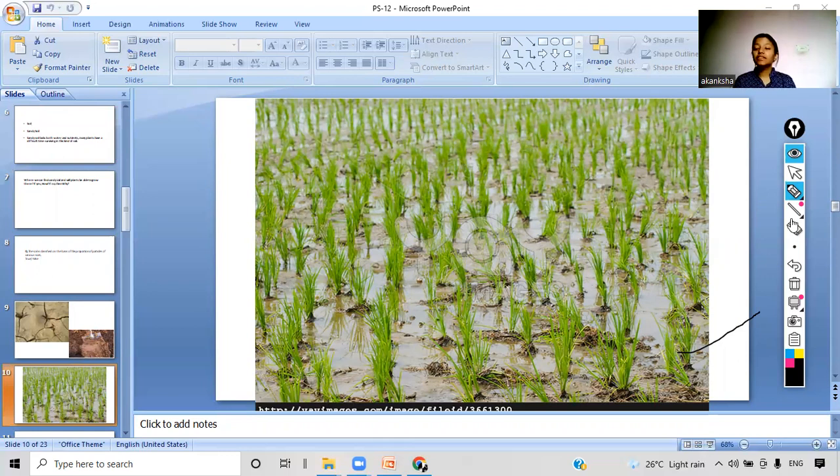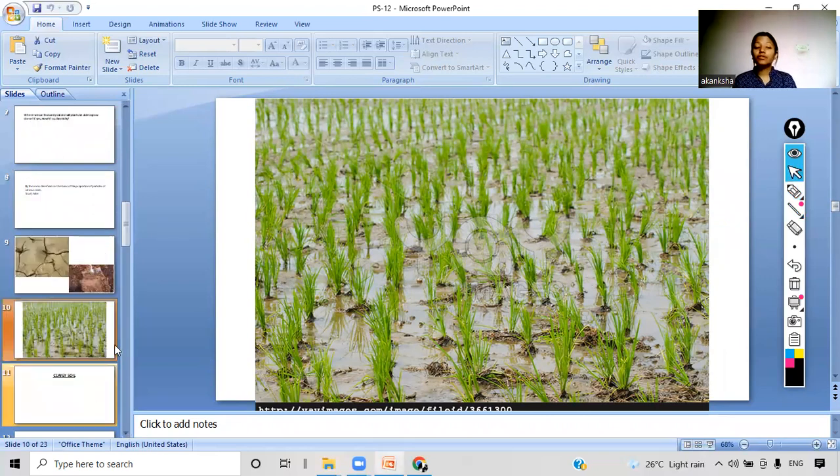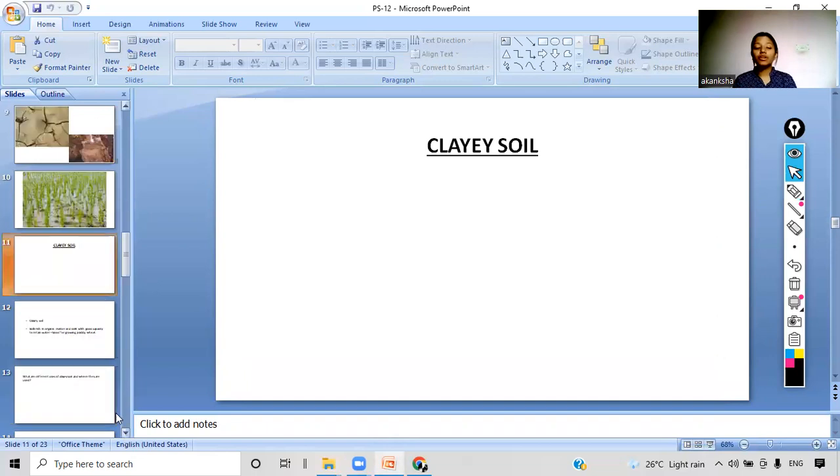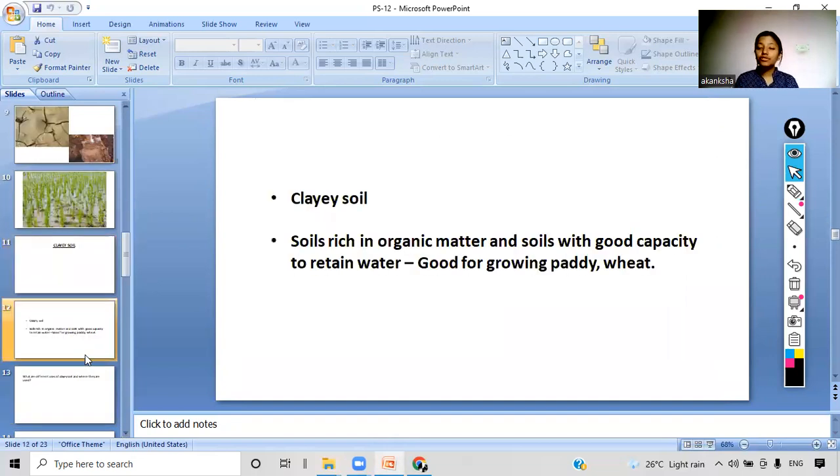So let's see what we are going to study now. We are going to study about the clay soil, right? So let's see some features of the clay soil. One of the features of the clay soil is that the soil is rich in organic matter. If it is rich in organic matter, what will happen? Yes, it will be good for the plant growth, right? Yes, so you all answered it correctly.